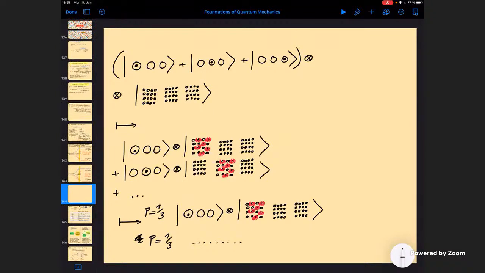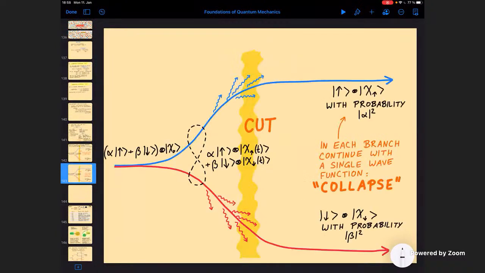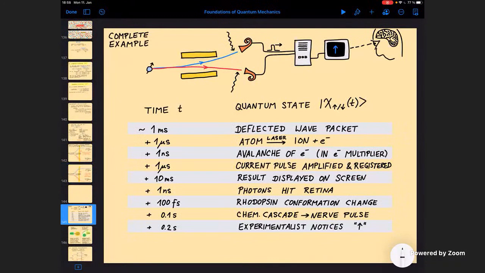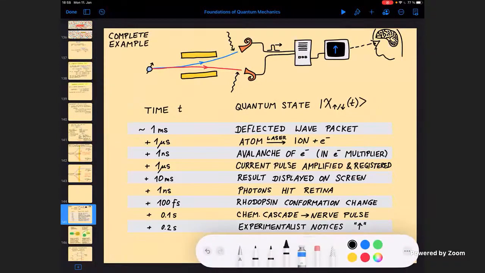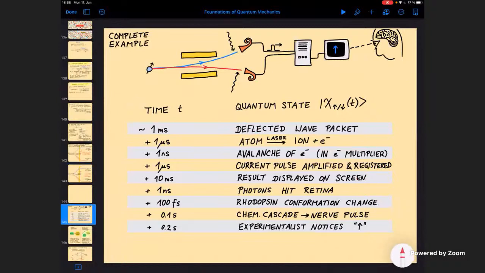Because one thing I still wanted to discuss: here we said, oh, we make this cut, but where exactly and when? And this really now starts to depend on the physics. And just for fun, I thought, let's go through a real physics example here, a complete example. So it's the Stern-Gerlach experiment plus everything that comes afterwards. And I try to be as realistic as possible here, even including the times.